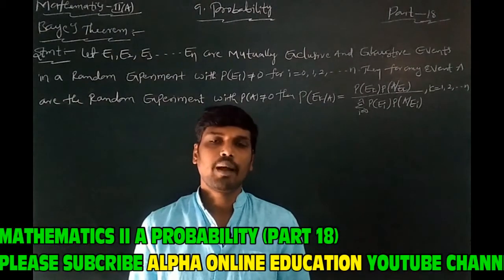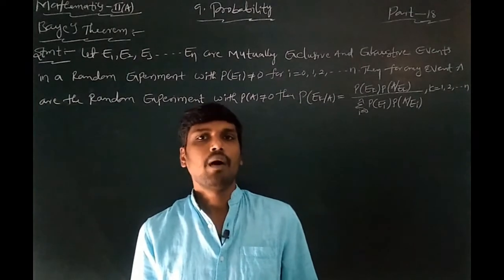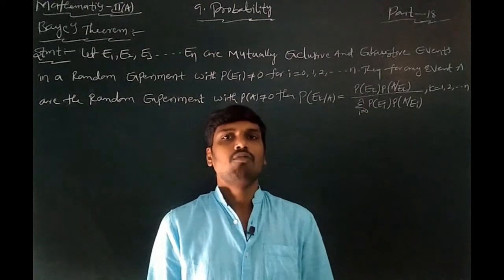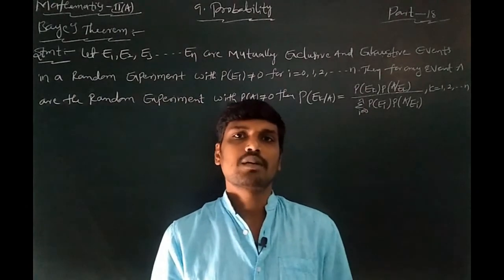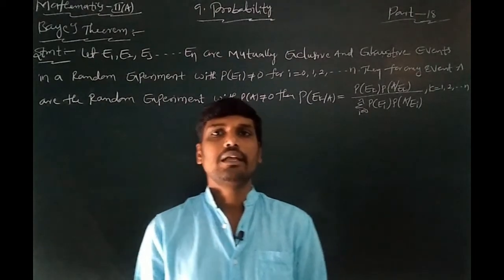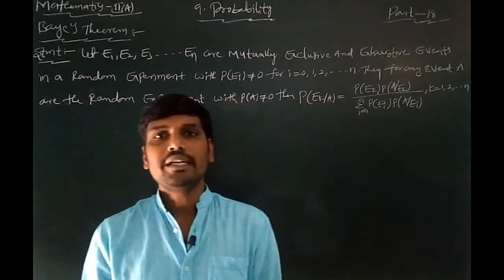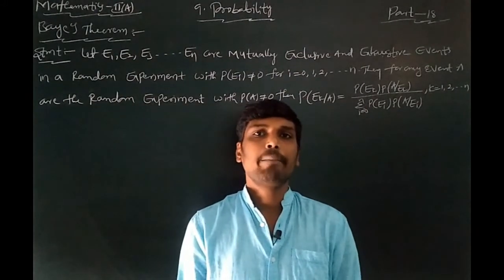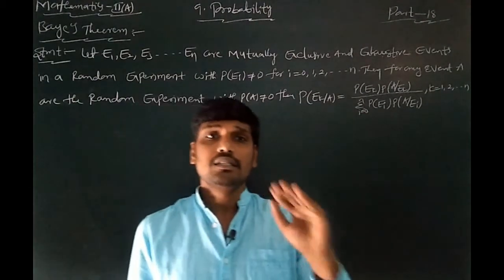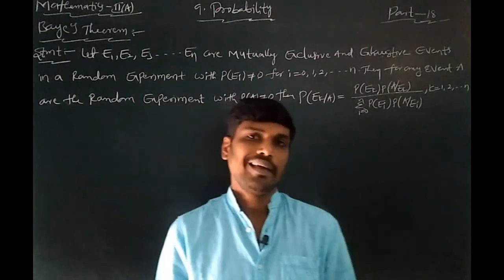Ninth chapter, probability. This chapter belongs to Mathematics 2A, Part A. The last part is completed, including the 4-mark and 7-mark problems. These problems belong to independent and dependent events and conditional probability. Today we discuss a very important theorem. This theorem and its problems are also very important in the IPE examination.